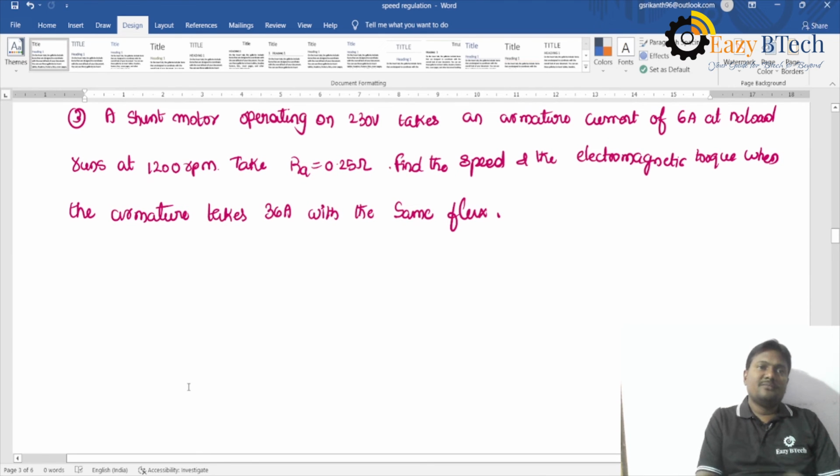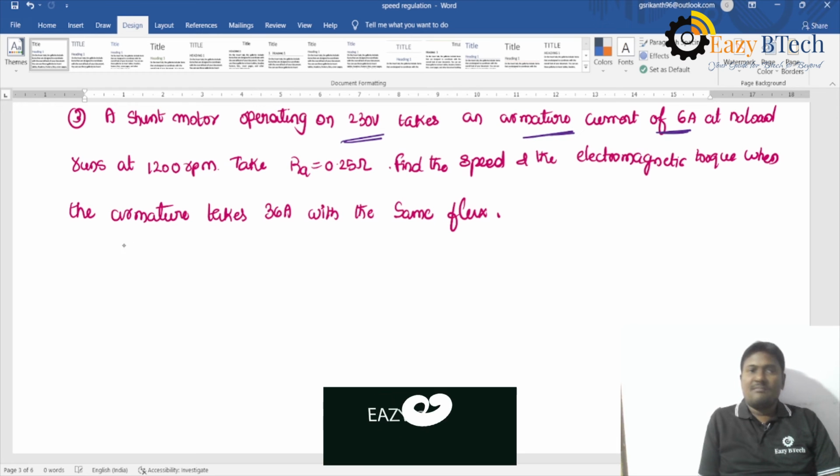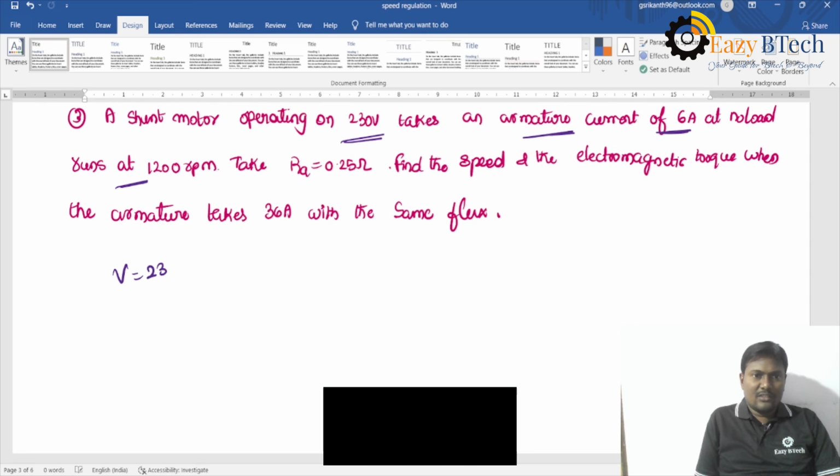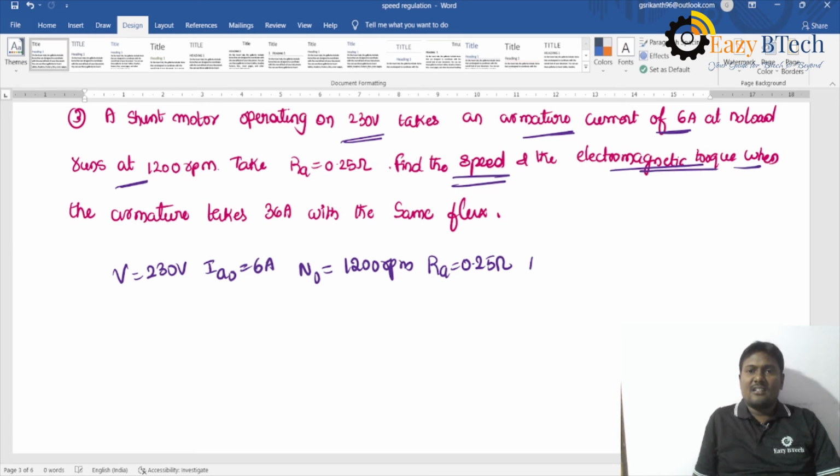And the next problem: a shunt motor is operating at 230 volts, takes an armature current of 6 amperes at no load. So again, V is equal to 230 volts, IA naught is equal to 6 amperes, N naught is equal to 1200 RPM, and Ra is equal to 0.25 ohms. Find the speed and electromagnetic torque. Yes, speed is equal to how much, and electromagnetic torque is also how much.